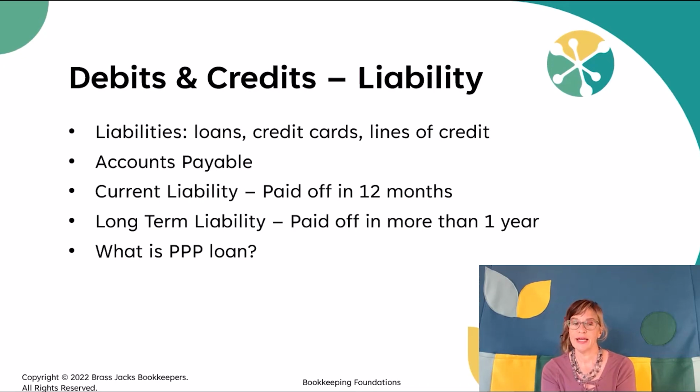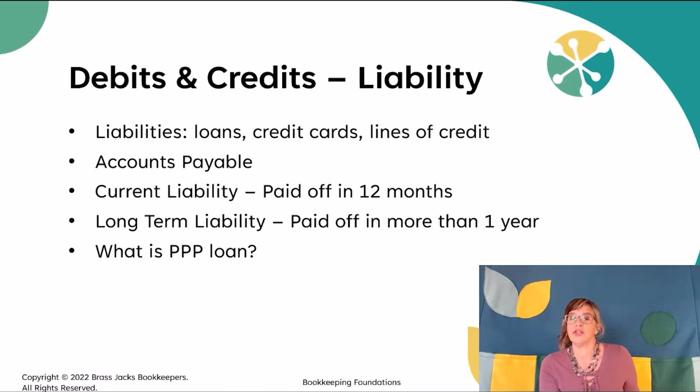There are current liabilities, those things that we expect to get paid off in 12 months. So accounts payable should be paid off in 12 months, each of those bills. Lines of credit at the bank are considered current liabilities because they should be revolving and getting paid off on a regular basis. Credit cards, same thing. We expect those to be getting paid down, paid off on a regular basis. And so those are all current liabilities.